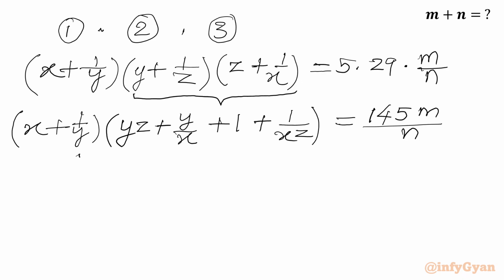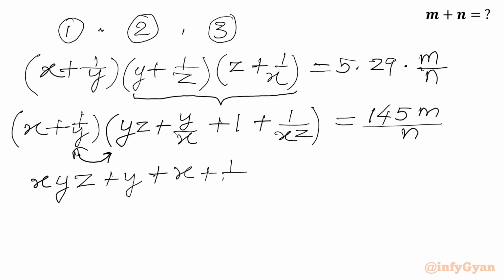Now we will multiply these two brackets. So x with yz, we will write xyz. x with y over x, we will write here y. x with 1, we will write here x. And x with 1 over xz, we will write here 1 over z.